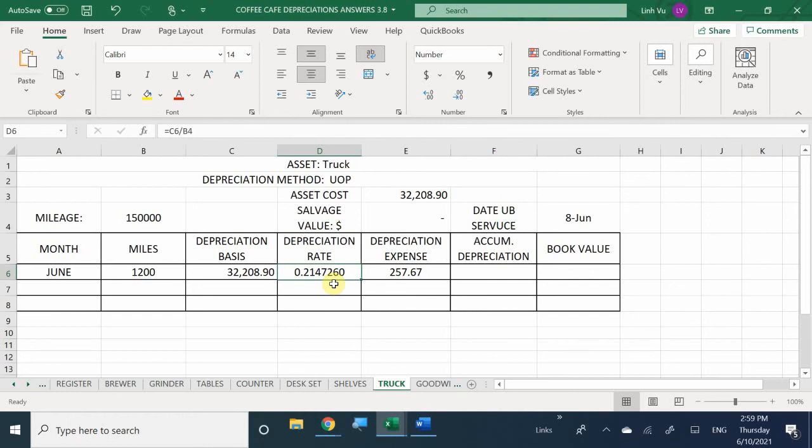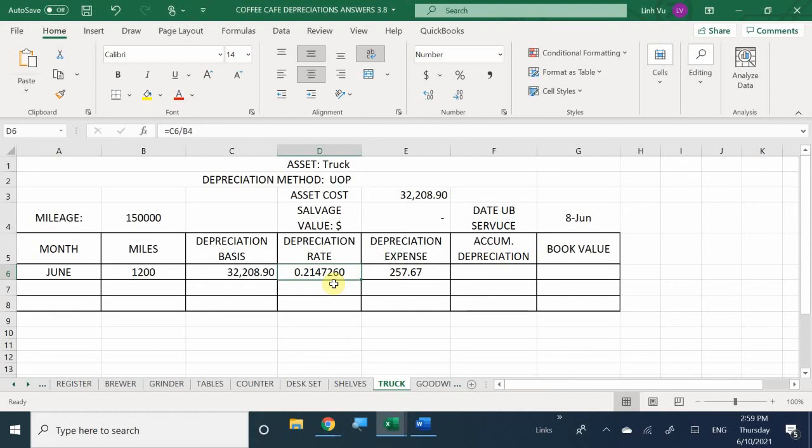I keep getting 6,915. I don't know. Oh, I'm taking the 32,000 times. Not the 32,000. The 1,200. It's the 1,200, correct? Because we're looking at how many miles we drove for the month of June. Okay, now I have it.